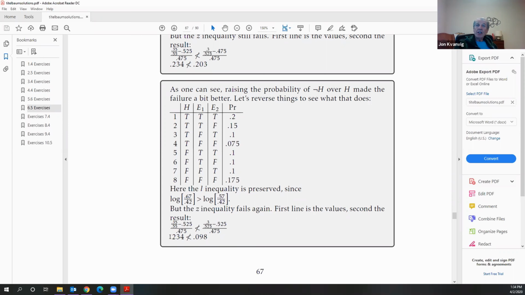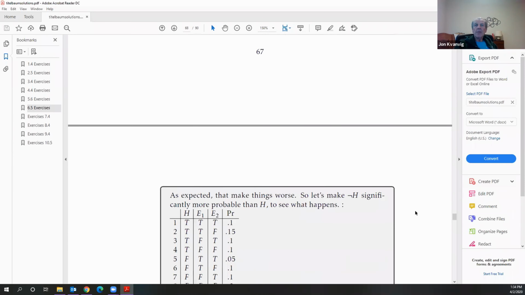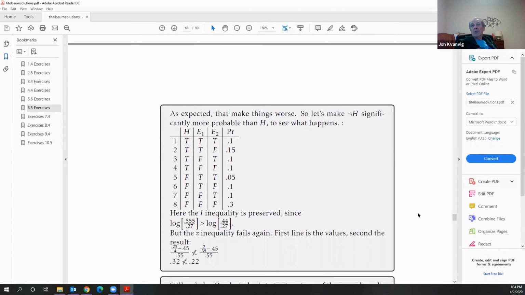And notice the failure is even bigger down here than it was in the previous table, which is interesting. So weighting H more heavily made things go even more strongly in favor of Z. So as expected, that made things worse.